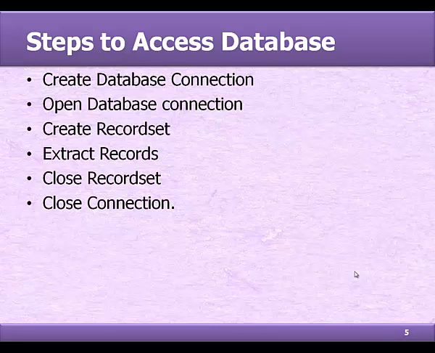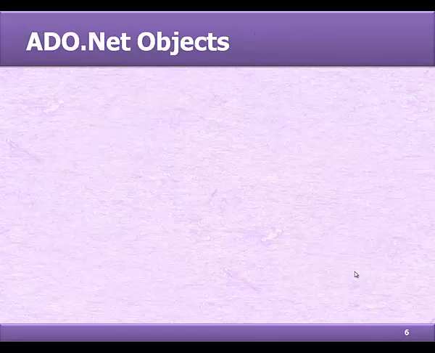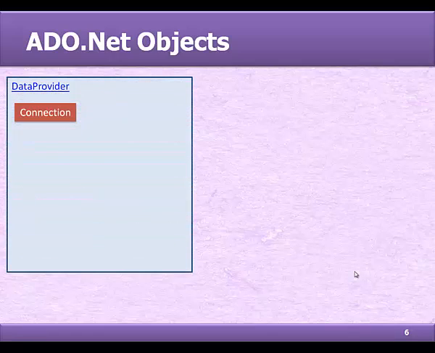So using these steps you can get connected to the database, access the database, and again close the connection with the database. Now what are the objects that we use for getting connected to the database? So we need a connection object that helps us to create a connection between our front end and the back end. Then we also need a data provider.